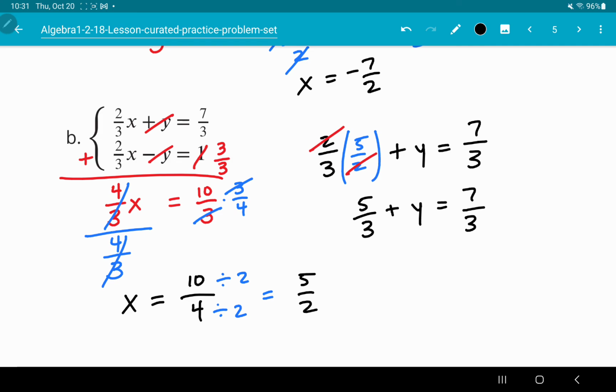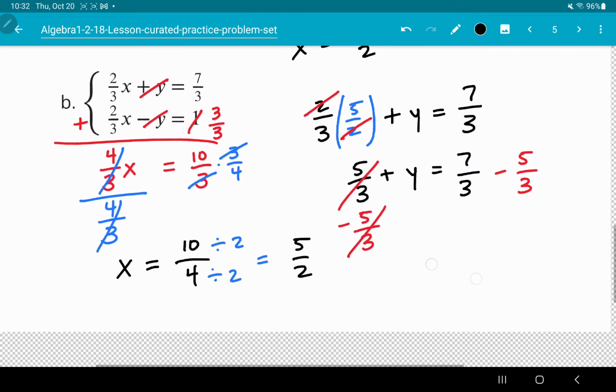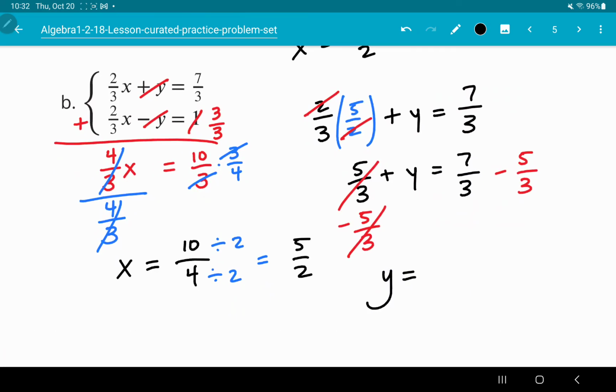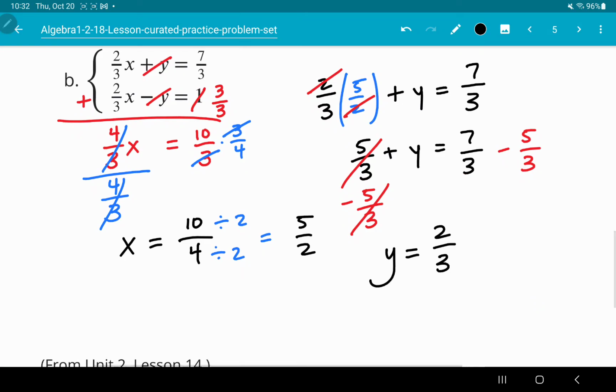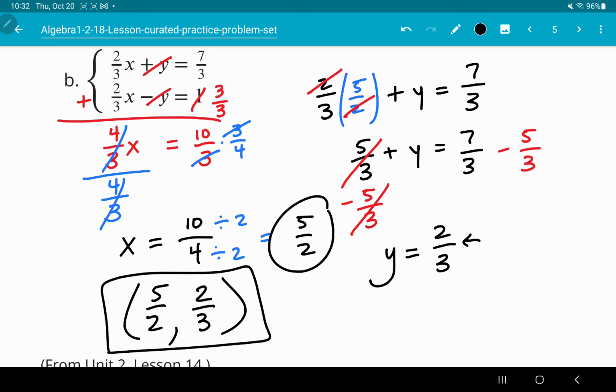So now y has 5/3 being added to it, so I can subtract 5/3 from both sides. So these should cancel, and then I'll be left with y equals 7/3 minus 5/3, which means I have 2/3 left. So my y value should be 2/3. When I write this as a coordinate, the x value was right here, 5/2, and the y value was right here, 2/3. And there is our solution to the system.